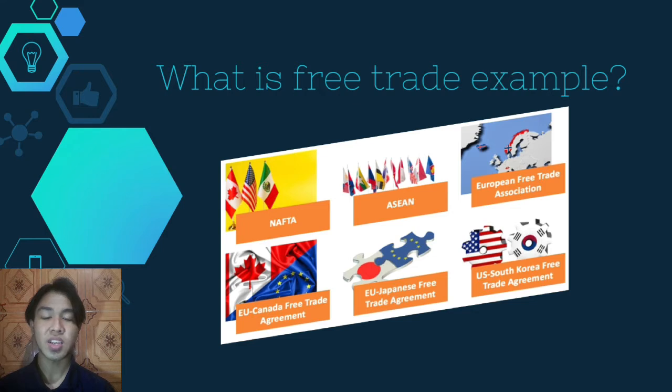What is a free trade example? A free trade area (FTA) is where there are no import tariffs or quotas on products from one country entering another. Examples of free trade areas include EFTA, the European Free Trade Association, which consists of Norway, Iceland, Switzerland, and Liechtenstein.